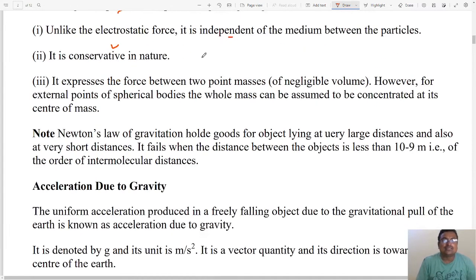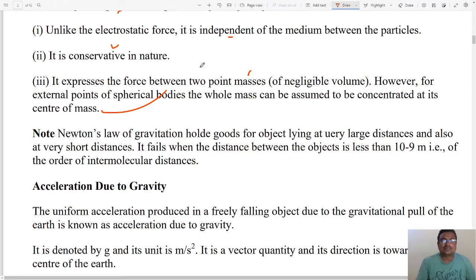The third point is the force between point masses. However, for external points of a spherical body, the whole mass can be assumed to be concentrated at the center of mass. Suppose, students, this is a mobile. If I am holding it at this point, the whole mass is concentrated here. This point is called the center of mass.